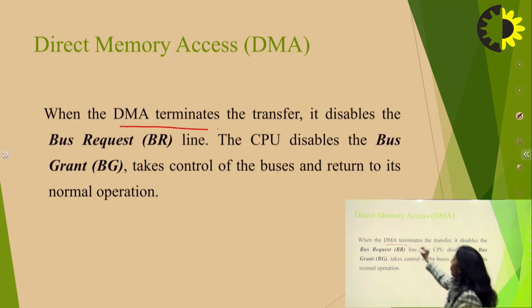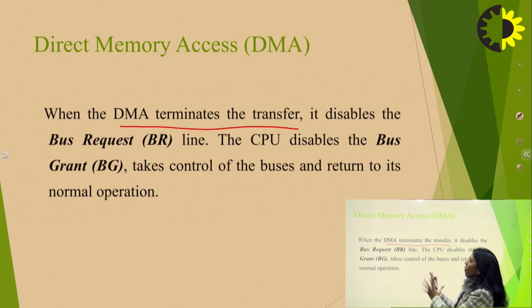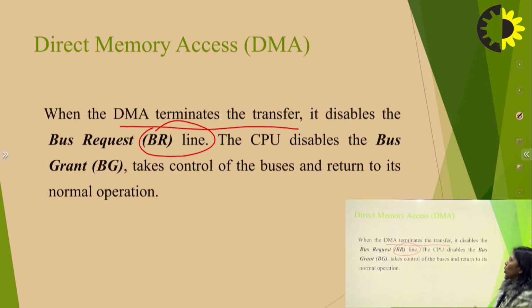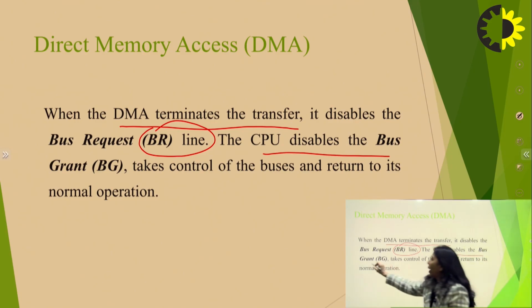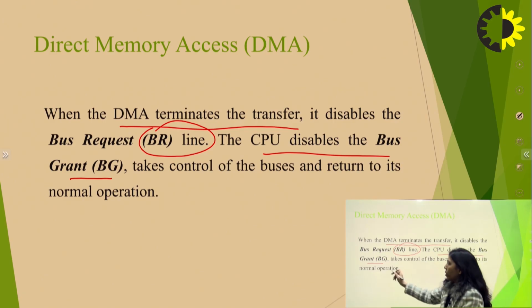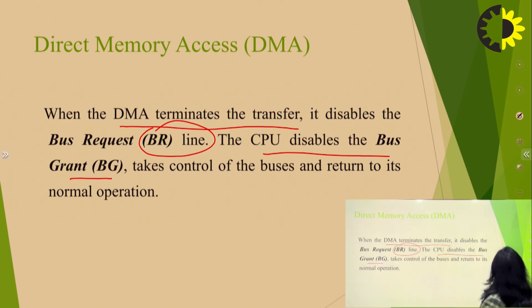And when the DMA terminates the transfer, whatever the data was to be sent to the device from the memory or from the memory to the device, in both the cases, when the DMA terminates, it will disable the bus request line. And as soon as the bus request line becomes disabled, the CPU disables the bus grant signal. That means the bus grant will again become 0 and it will return to the high impedance state. From the high impedance state, it will again convert and make the CPU enable and will allow the CPU to take over all the bus information charges.